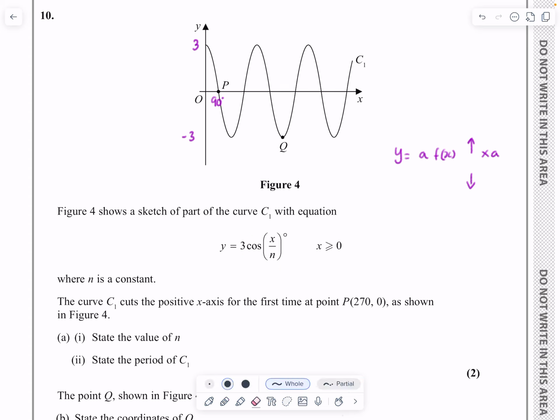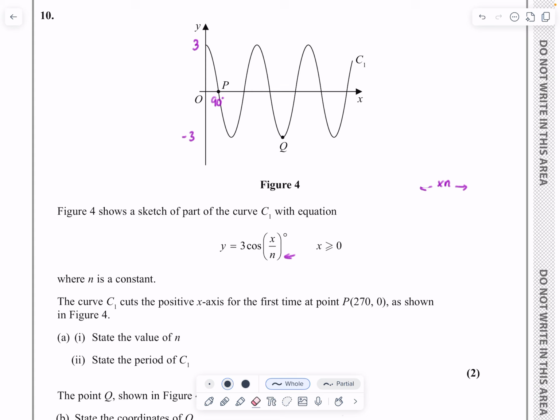Okay, but what about x over n then? What does that do? Well, that's another one of our transformations. If we have y equals f(ax) like that, it's a stretch, but scale factor 1 over a. So actually it squashes it rather than stretches it. But because we've actually got 1 over n here, what we're going to get is a stretch with scale factor of n parallel to the x-axis.